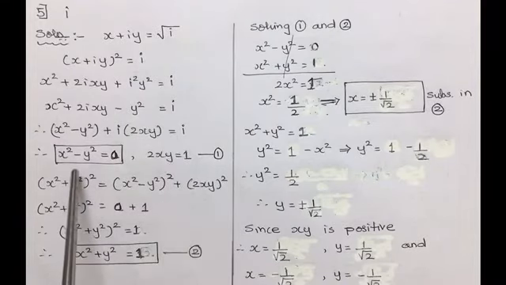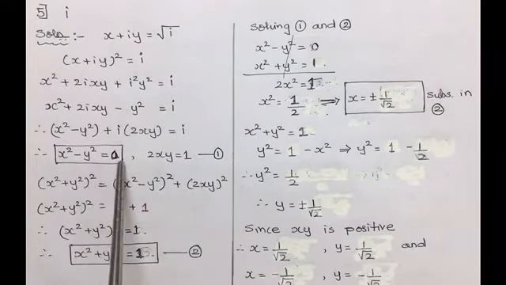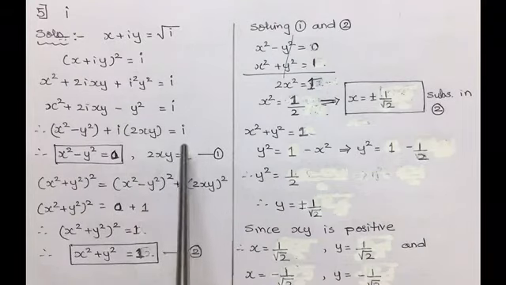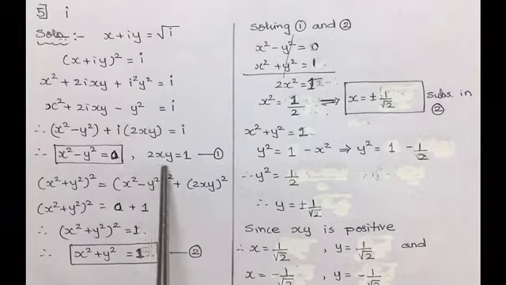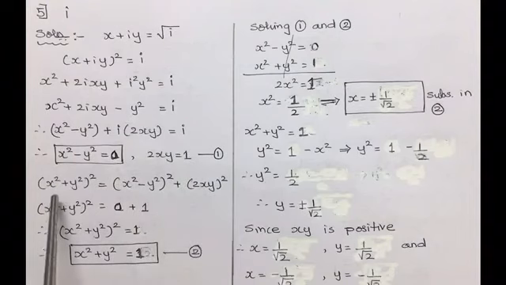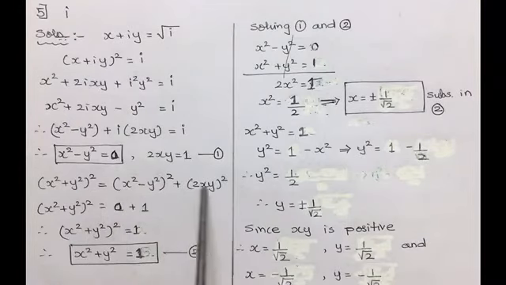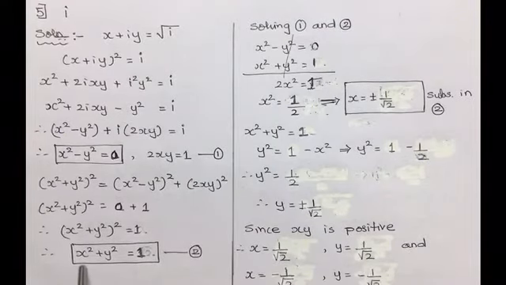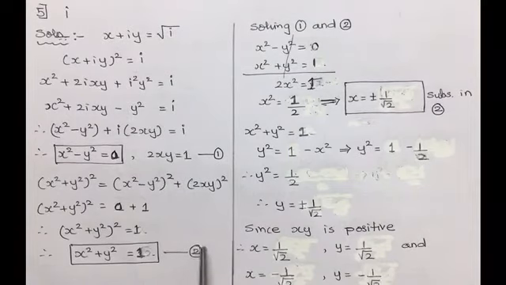Comparing both the sides, we will get x square minus y square equal to 0, as there is no real in the RHS, and imaginary will be 2xy equal to 1. This statement we will mark as 1. After taking up x square plus y square whole square, using this formula and substituting the value, we'll get the value of x square plus y square whole square equal to 1. So therefore, taking up the root of 1, we always have to take positive. X square plus y square will be equal to 1. That will be equation number 2.